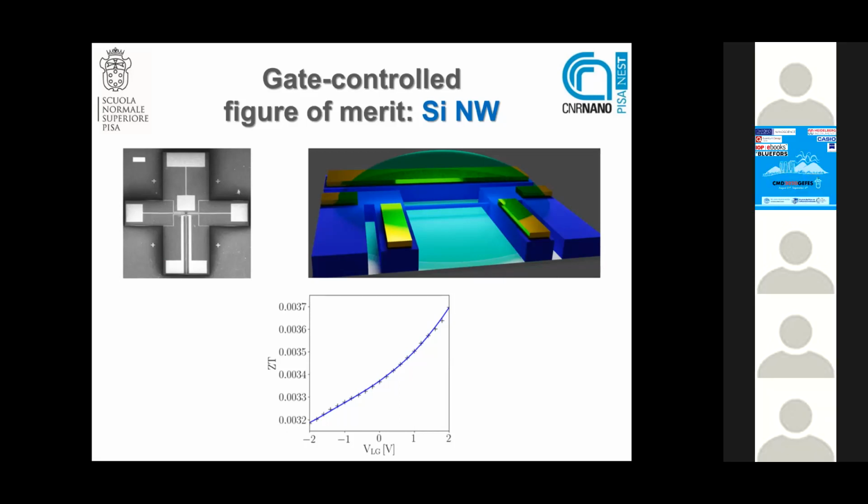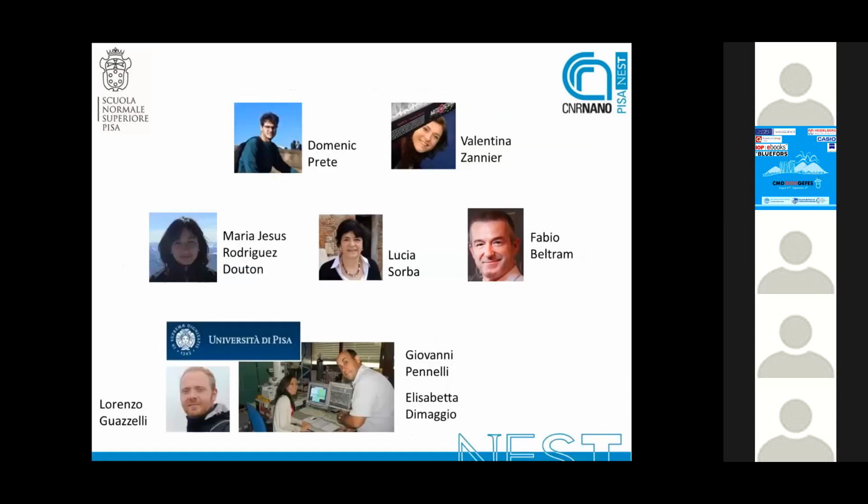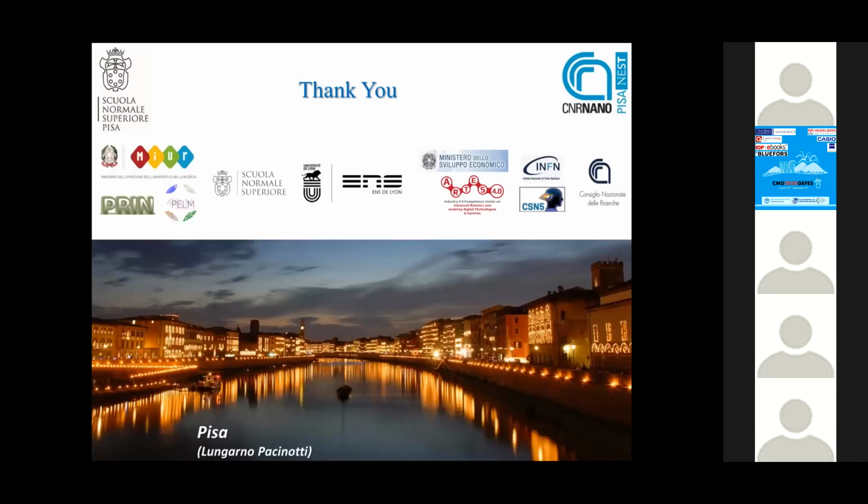So with a top-down approach, we fabricated silicon nanowires, and then by applying the same protocol that we already developed for III-V semiconductors, we extracted the figure of merit of the silicon nanowires of this nanoscale device. And so this is the very end of the story. Actually, these are the people involved in this work, doing measurements, growing nanowires, and synthesizing the ionic liquids. And yeah, so thank you.